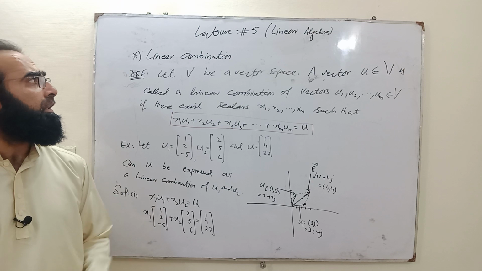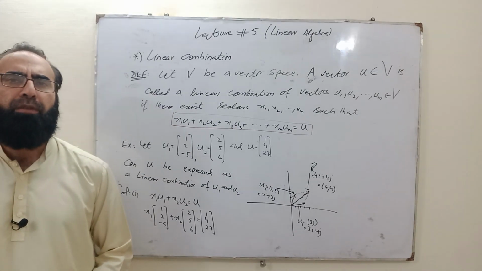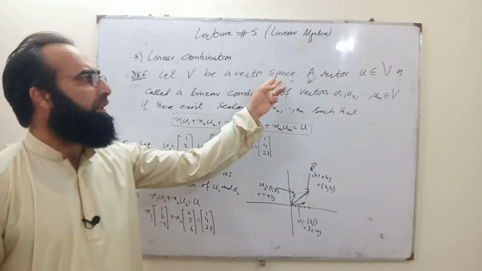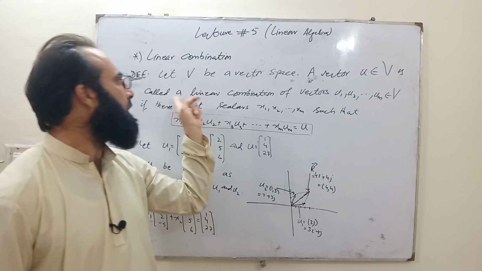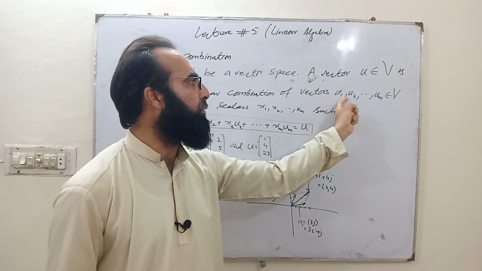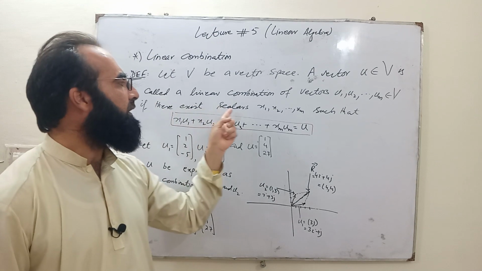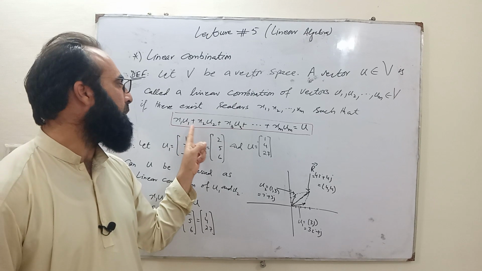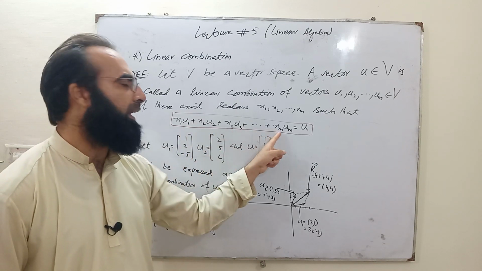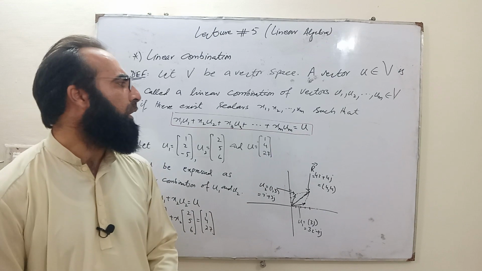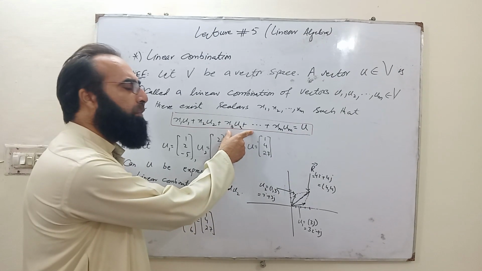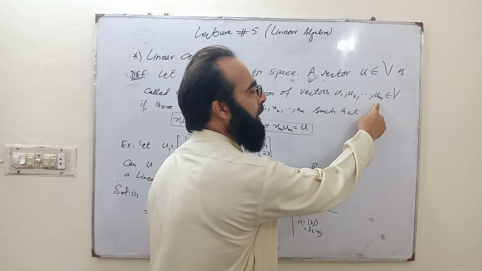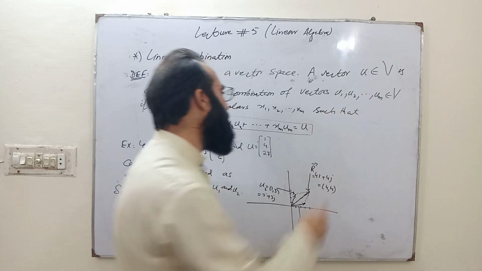In this lecture of linear algebra, we will discuss linear combination of vectors. The definition is, let V be a vector space. A vector u is called a linear combination of these vectors u1, u2 up to um if there exist scalars x1, x2 up to xm such that x1 u1 plus x2 u2 plus x3 u3 up to xm um equals u. This equation is basically the relation between these vectors u1, u2 up to um and this vector u.